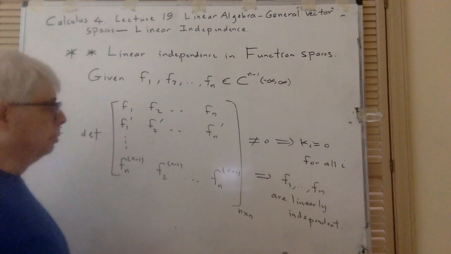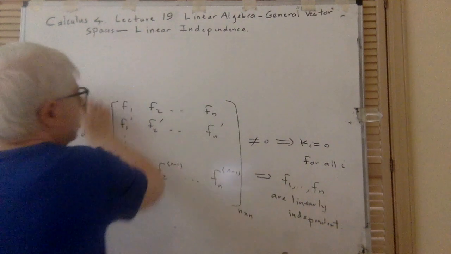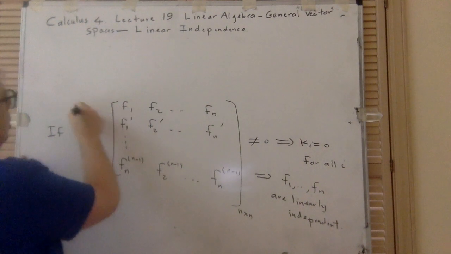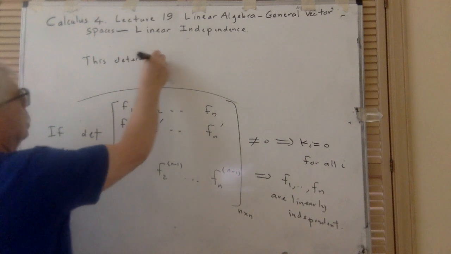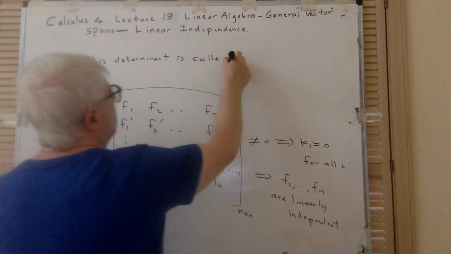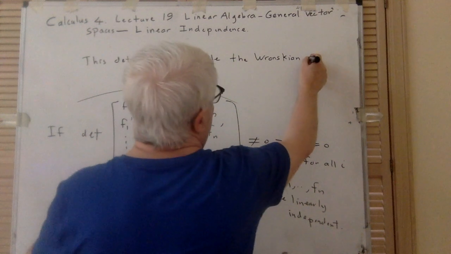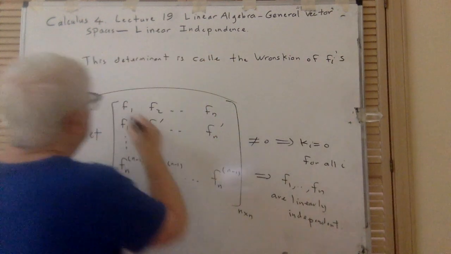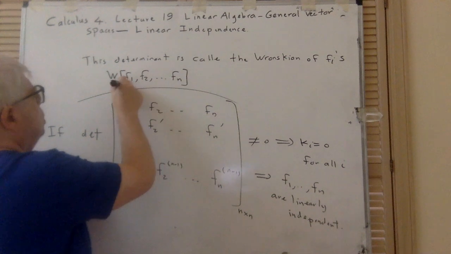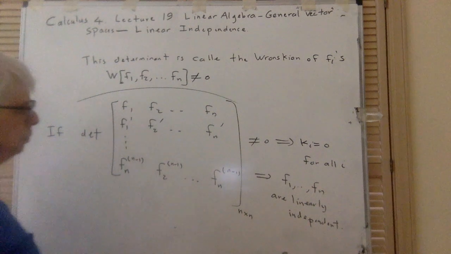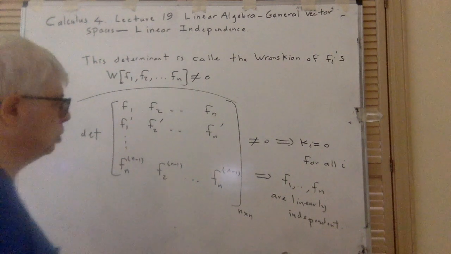And as we will see, in some situations it might be 0 for some x's. So let's see. Now this determinant has a name. This determinant is called the Wronskian of the fi's. It's denoted by this, and we say it is not identically 0.